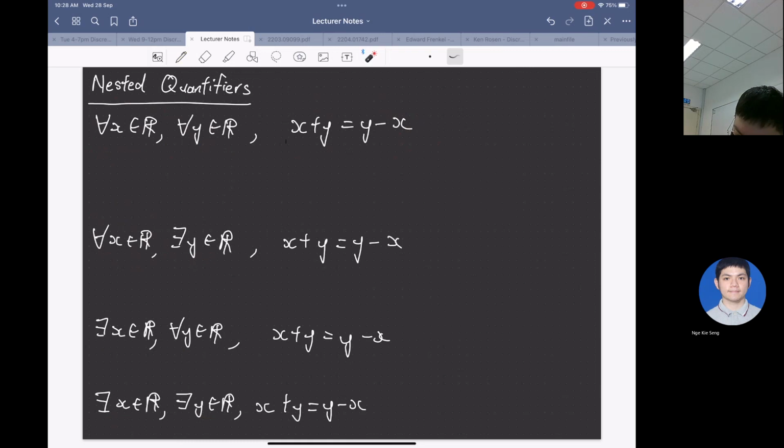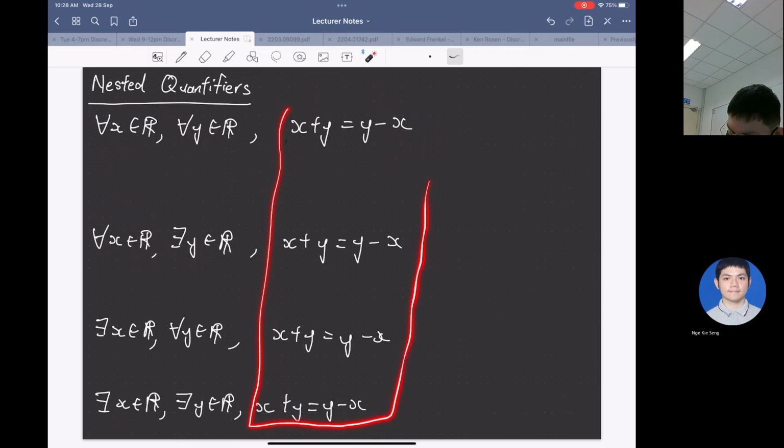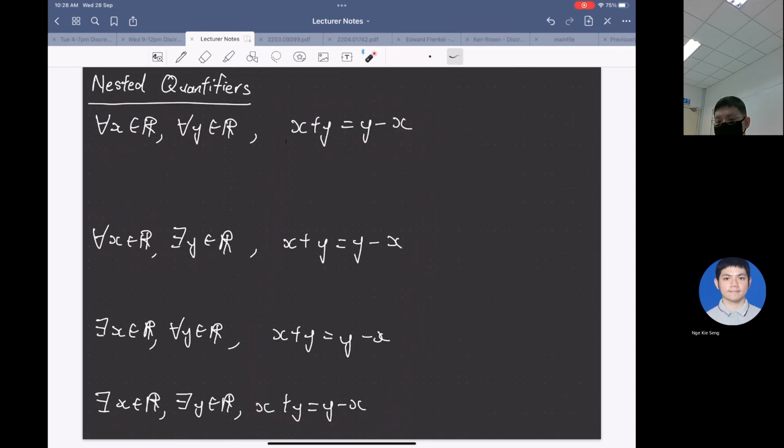Let's read this sentence. The predicate is x plus y equals y minus x. And then I put different quantifiers at the front. Let's see what happens. This sentence means for every x in R. When I say for every x in R, your mind should fix some x already. Put your favorite real number in. Maybe my favorite one is 2. I put 2. In my mind, I already have 2.